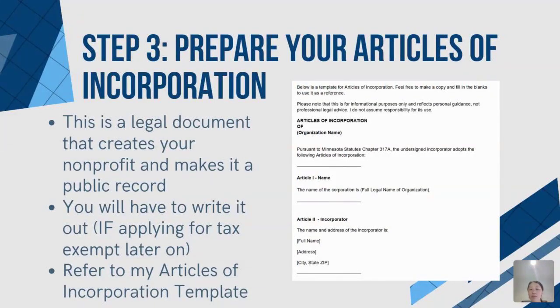Okay, step 3 is to prepare your articles of incorporation. Basically, this is a legal document that creates your nonprofit and makes it a public record. You will have to write it out on a separate document like Google Docs if you're applying for tax-exempt status later on. If you are not, you just fill in what is given on the website. This can be a lot of work, so please refer to my articles of incorporation template linked on my website if you need extra support.